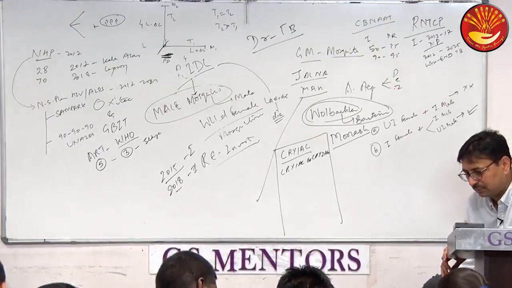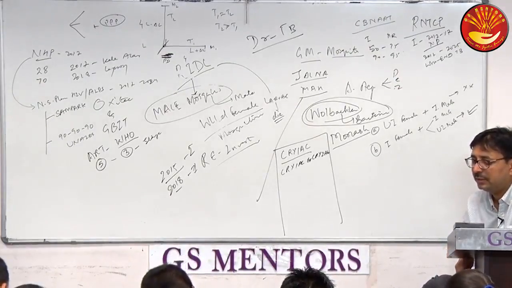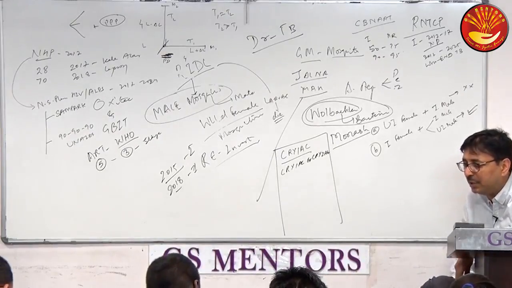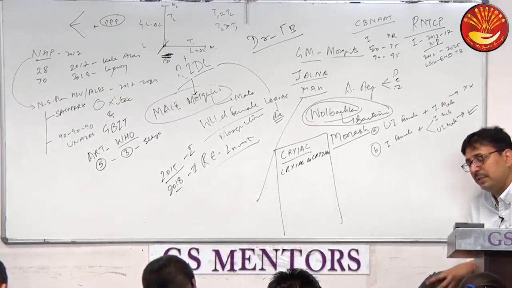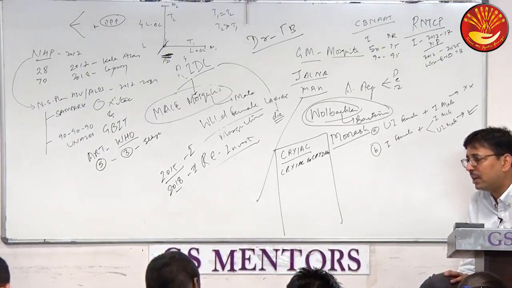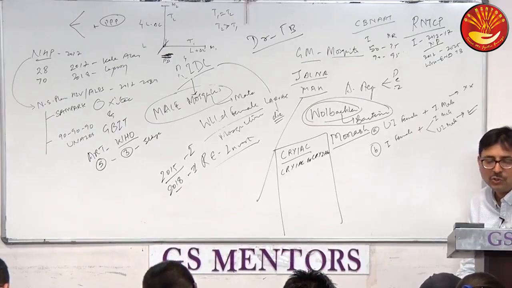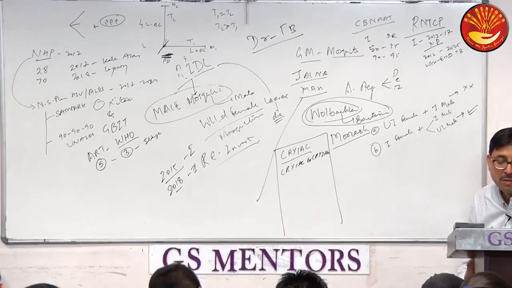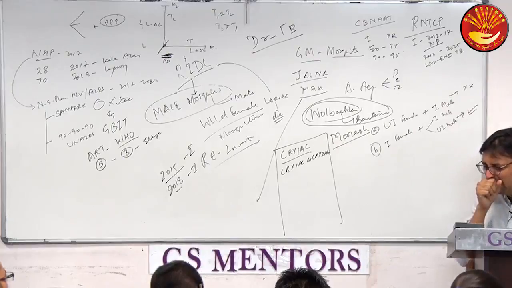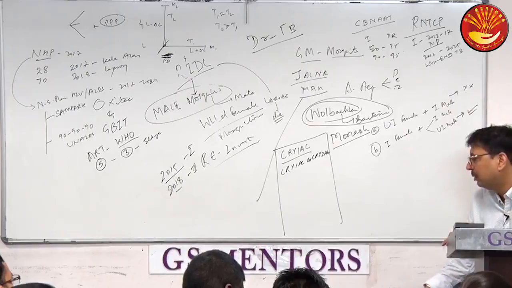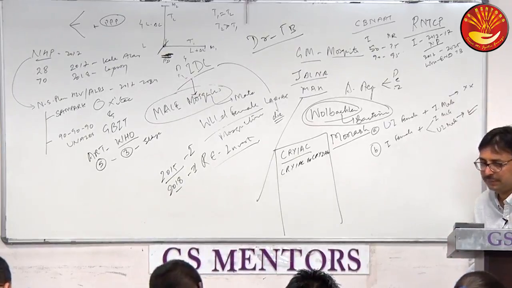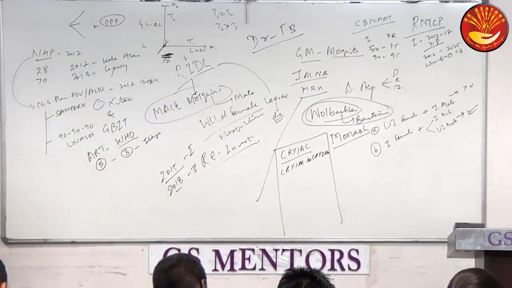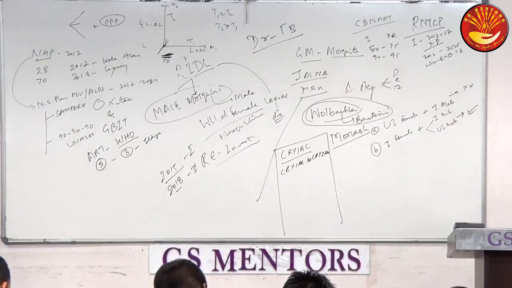Next one, GSAT 9. GSAT 9 is also known as what? South Asian Satellite, launched in May 2017. It has 12 transponders, all of them in Ku band. Out of that, one transponder was given to each of the six countries from South Asia except Pakistan.